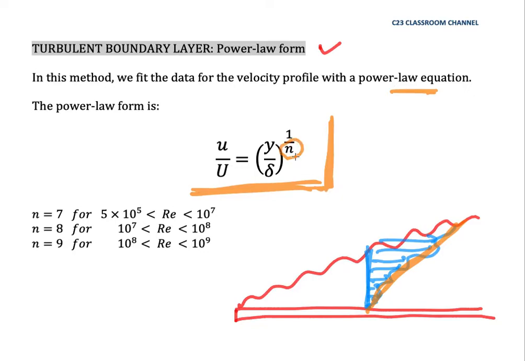However, the power n here, the integer for n, depends on the Reynolds number value. If we assume that the transition from laminar to turbulent occurs at 5 times 10 to the power of 5, and the limit is until 10 to the power of 7, then we could use n equal to 7. And then n equals 8 for this region and n equals 9 for this region.